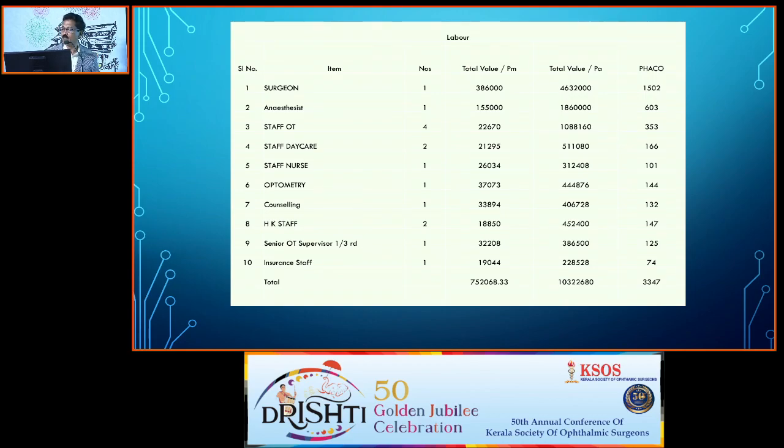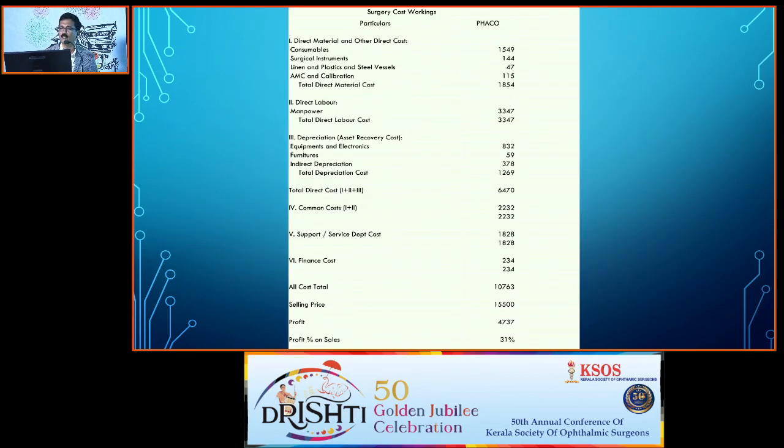So this will come to around 3,000. In our case, it comes to around 3,300, which contributes maximum to the cost of cataract surgery. So when you compute all these things together, that is your consumables, surgical instruments, your calibration, your labor, manpower, equipments, your furniture, indirect depreciations, so this was all done by a chartered accountant. In everything, the total cost of the surgery comes to around 10,700 in our case.